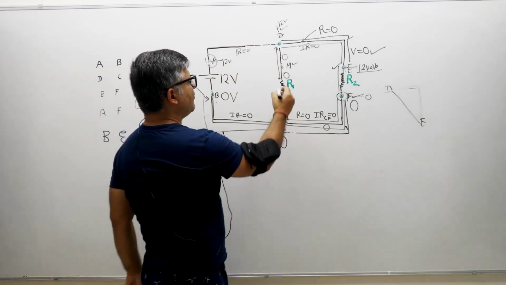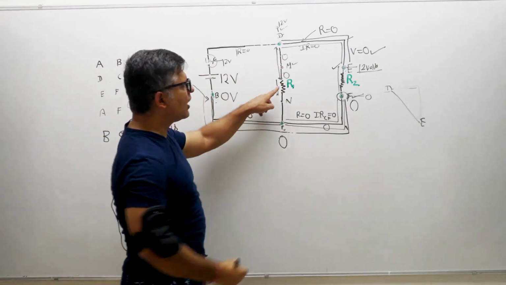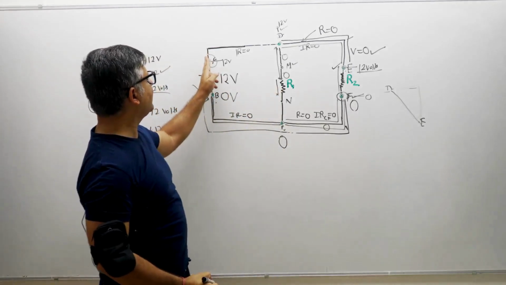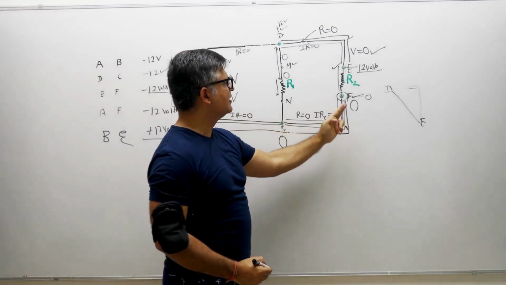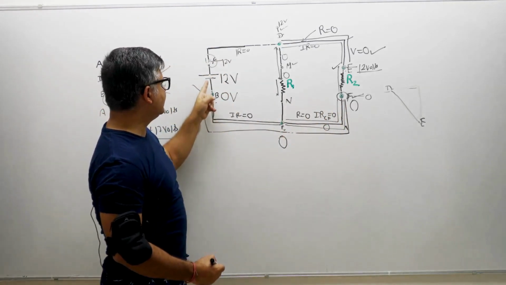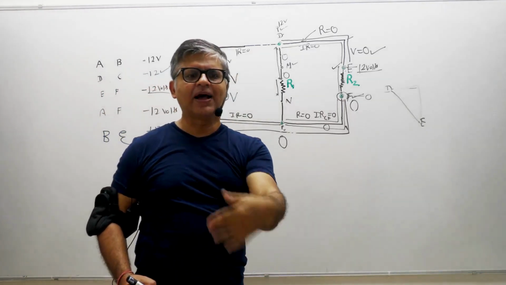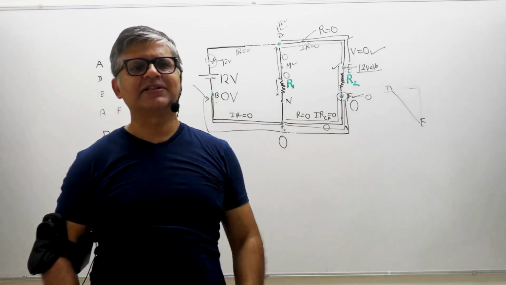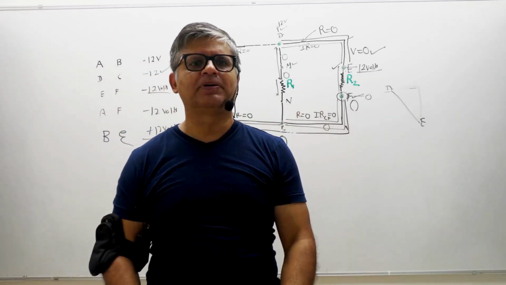Okay? Once you reach here, the potential actually starts dropping because you have a resistor. So these are connecting wires. These are not resistors. They have no resistance. These connecting wires, which connect one point to another, are called connecting wires. They have no resistance of their own. If they have no resistance, there is no drop, right?